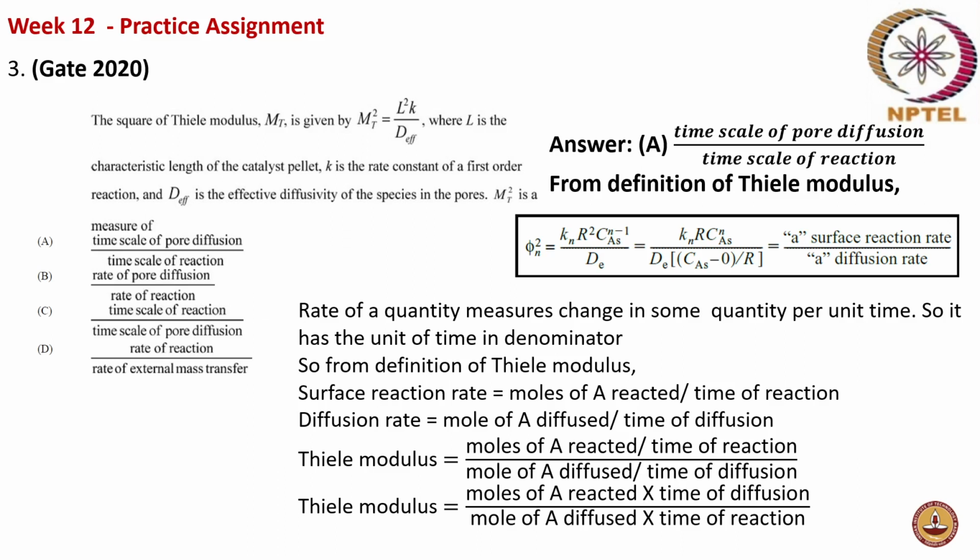In other words, this can also be expressed as mole of A reacted into time of diffusion by mole of A diffused into time of reaction. That means if you just look into the time terms, it is nothing but the measure of time scale of pore diffusion to the time scale of reaction. So that is how it is. Mt square or phi n square or Thiele modulus is a measure of time scale of pore diffusion to the time scale of reaction. Okay.